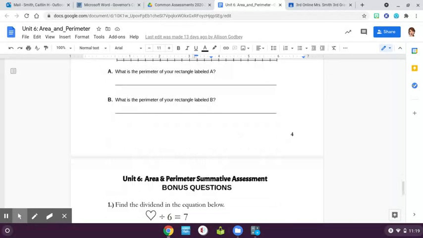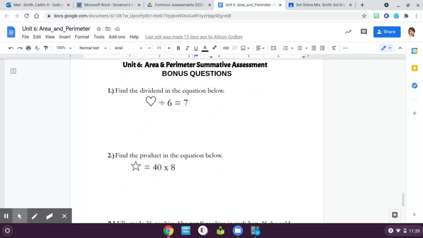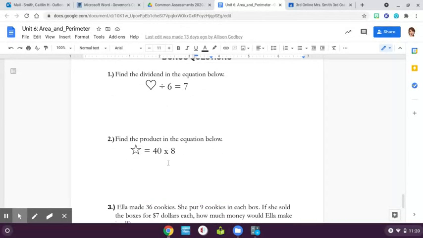Okay, there are two bonus questions. Find the dividend in the equation below. So this is a little review from when we did division. So you have to find what number goes where this heart is. Okay, bonus question number 2, find the product in the equation below. Don't let this mess you up. Just because the equals is written backwards, you still do it the same way. So you have to do 8 times 4 and then tack that 0 on your answer.